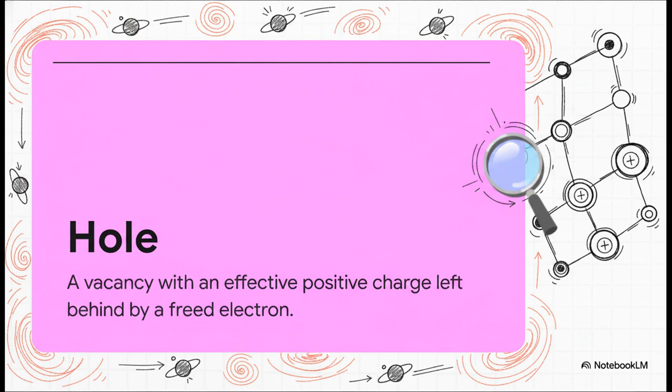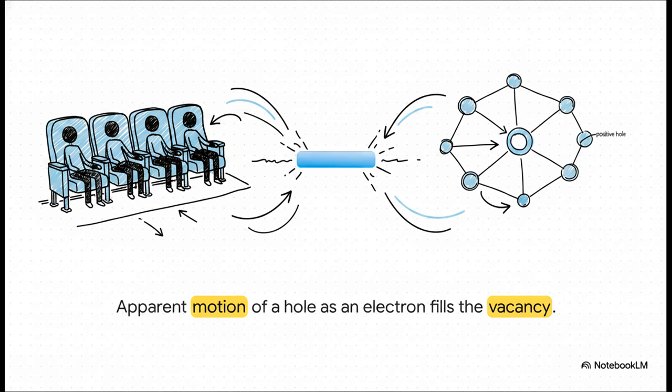But look closely at what they leave behind, a vacancy in the covalent bond. We call this a hole. And fascinatingly, because a negatively charged electron is missing, this hole behaves entirely like a freely moving, positively charged particle. Crazy, right? This creates a really fascinating dynamic. A hole actually moves through the solid crystal as a clever illusion of movement. It's kind of like an empty seat in a packed movie theater.